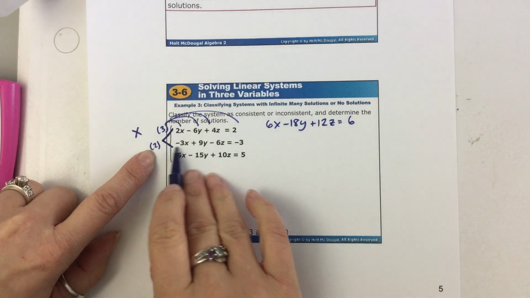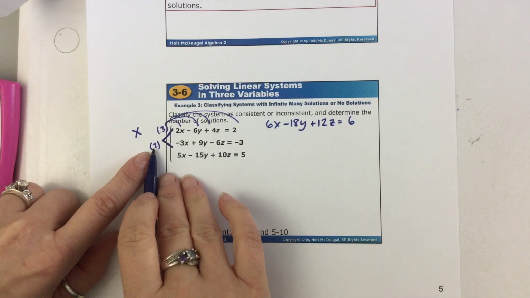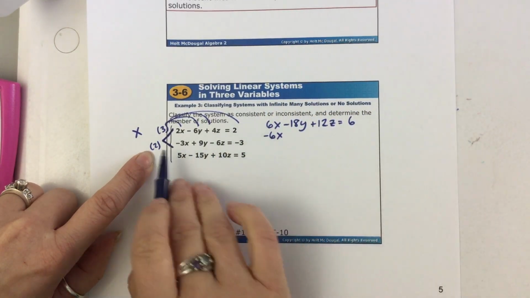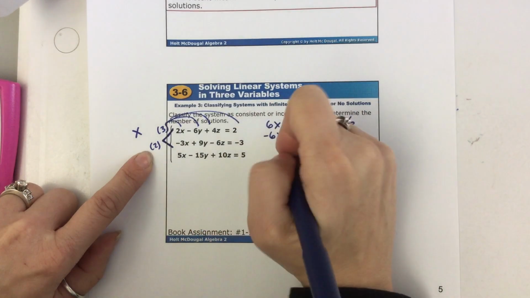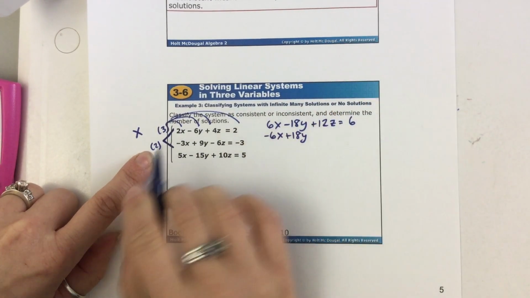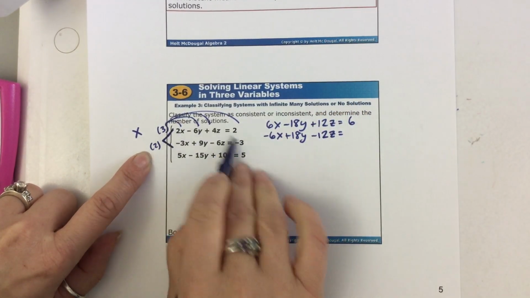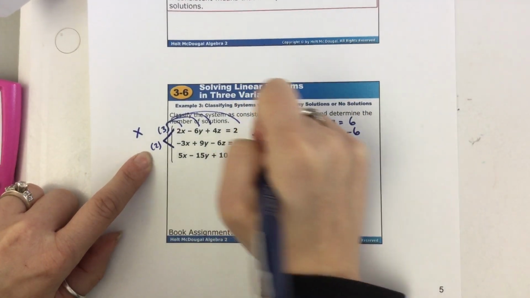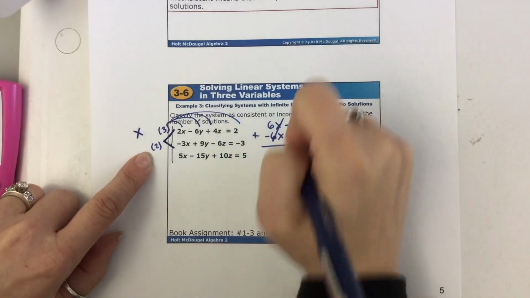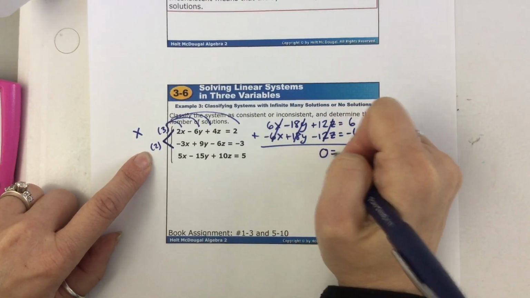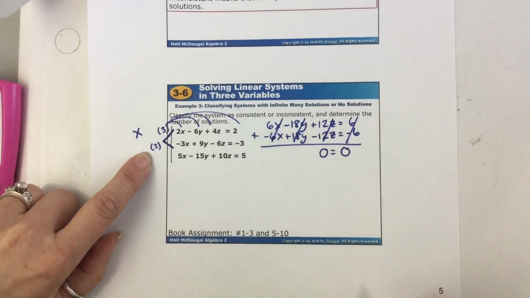Now the second equation, multiply everything by 2. 2 times -3x, -6x. Look at that, we got our opposites. 2 times 9y is 18y. 2 times -6 is -12z. 2 times -3 is -6. Add them together. Cancels. Cancels. Cancels. Everything canceled on this side, so I have a 0. Everything canceled on this side, so it's 0.